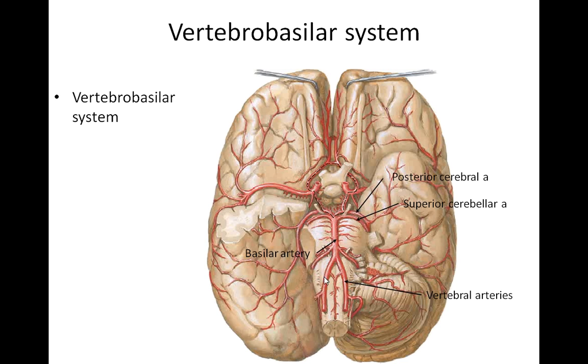In between the superior cerebellar and posterior cerebral arteries, we have an important cranial nerve, and that's the oculomotor nerve, or cranial nerve 3. This nerve can be affected by aneurysms in either the posterior cerebral or the superior cerebellar arteries, and you can see why now.